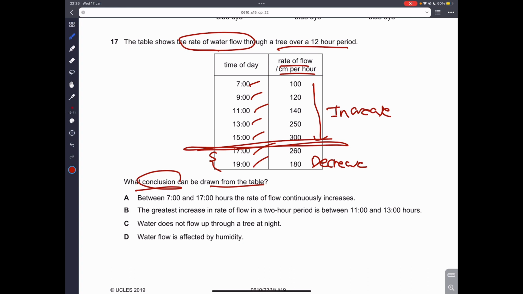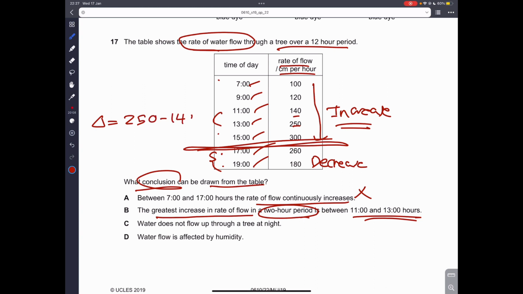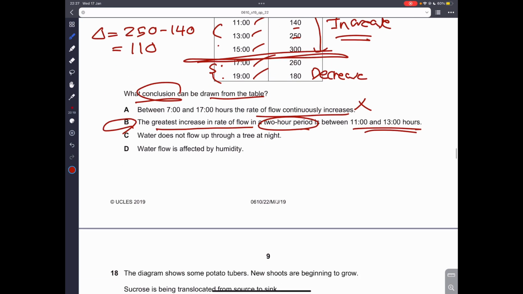So what conclusions can be drawn? Now that's a good option. In between 7 and 17 hours, the rate of flow continuously increases. Now this is false, because we said 7 to 15 increases, 17 to 19 decreases. So let's look at option B. The greatest increase in rate of flow in a 2-hour period is between 11 and 13 hours. Now 11 and 13 hours is true: 11:40, 2:50. We can work out the difference between them. 250 minus 140 is equal to 110. Now that is in fact the greatest increase in rate of flow, so B is the correct answer.